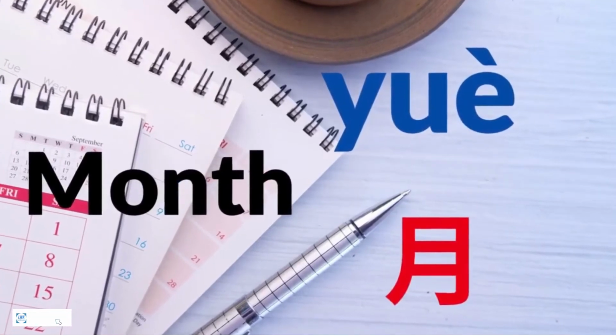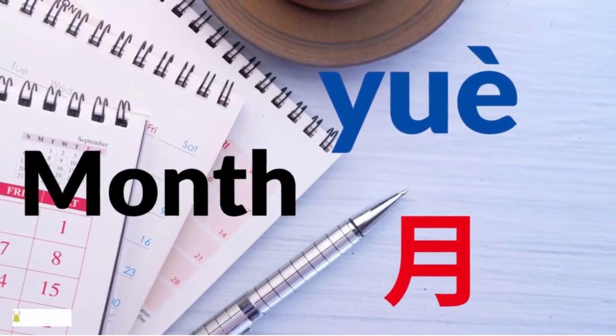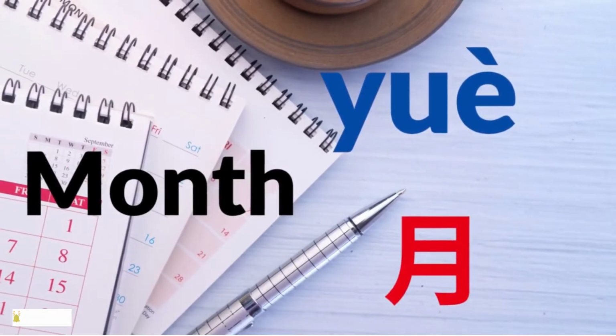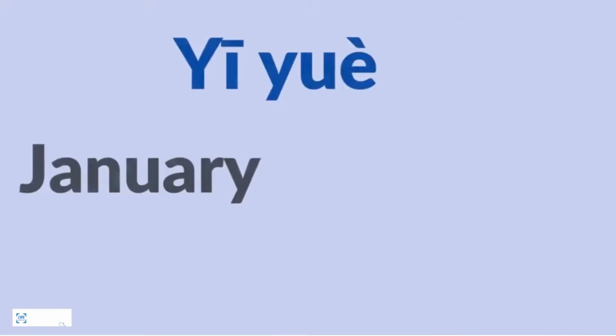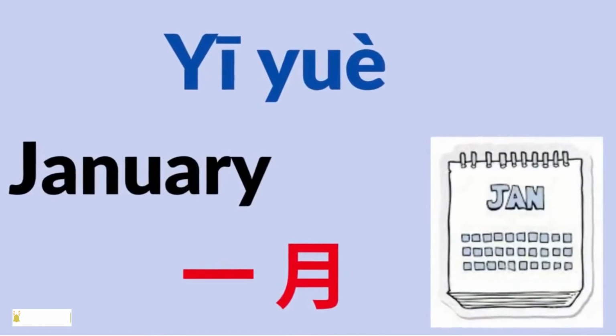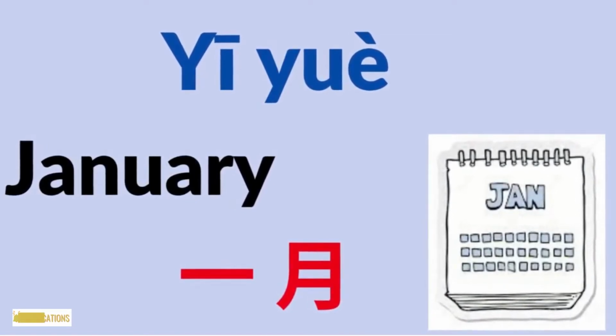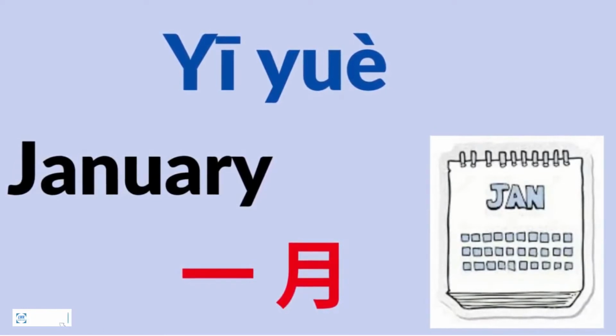Let's start with months. The word for the month in Chinese is Yue. Please read after me. Yue. Now, how do we say January to December in Chinese language? January, the first month of the year, is Yi Yue. Yi is the number one and Yue is used for month. Yi Yue, the first month of the year, which is January.